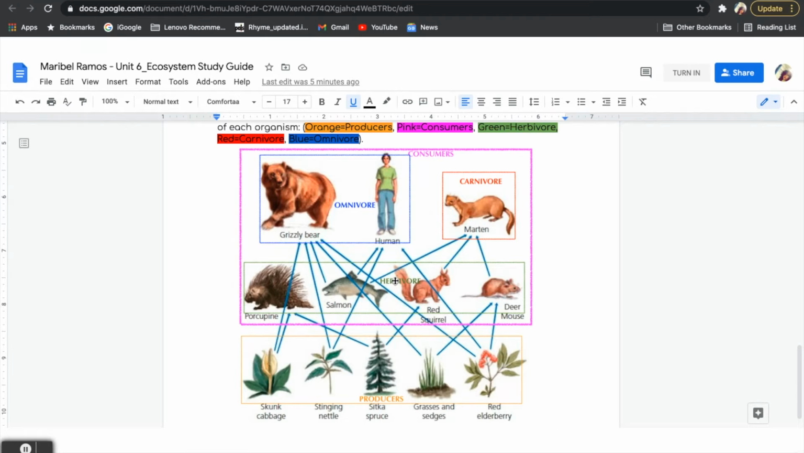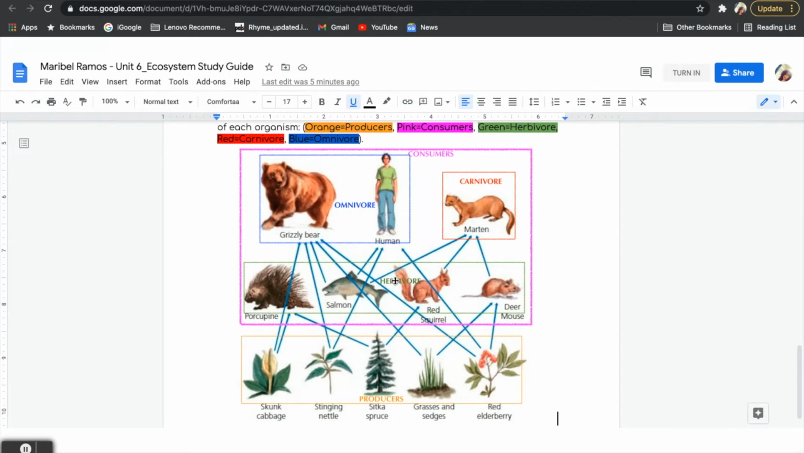But our food web does not end there. There are other animals, like carnivores, who will eat some of our herbivores. Can you name the carnivore that is in our food web? If you said the marten, that is correct. A marten is a carnivore. This organism eats salmon, red squirrel, and deer mouse to get its energy. It has to consume, or eat, other organisms for energy.